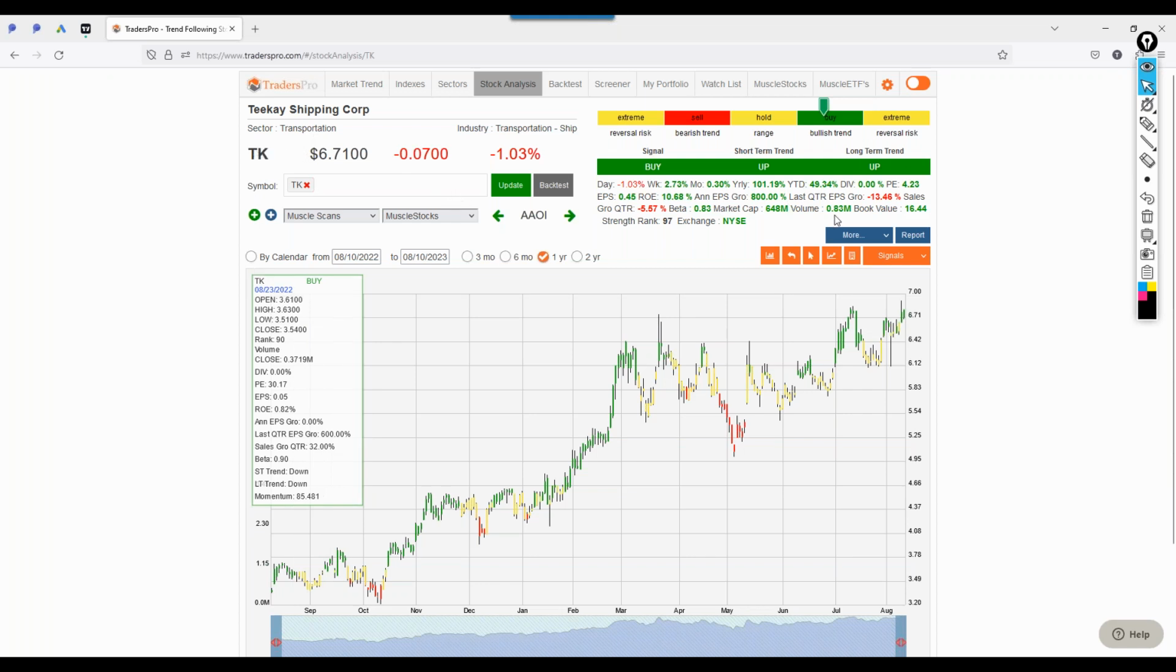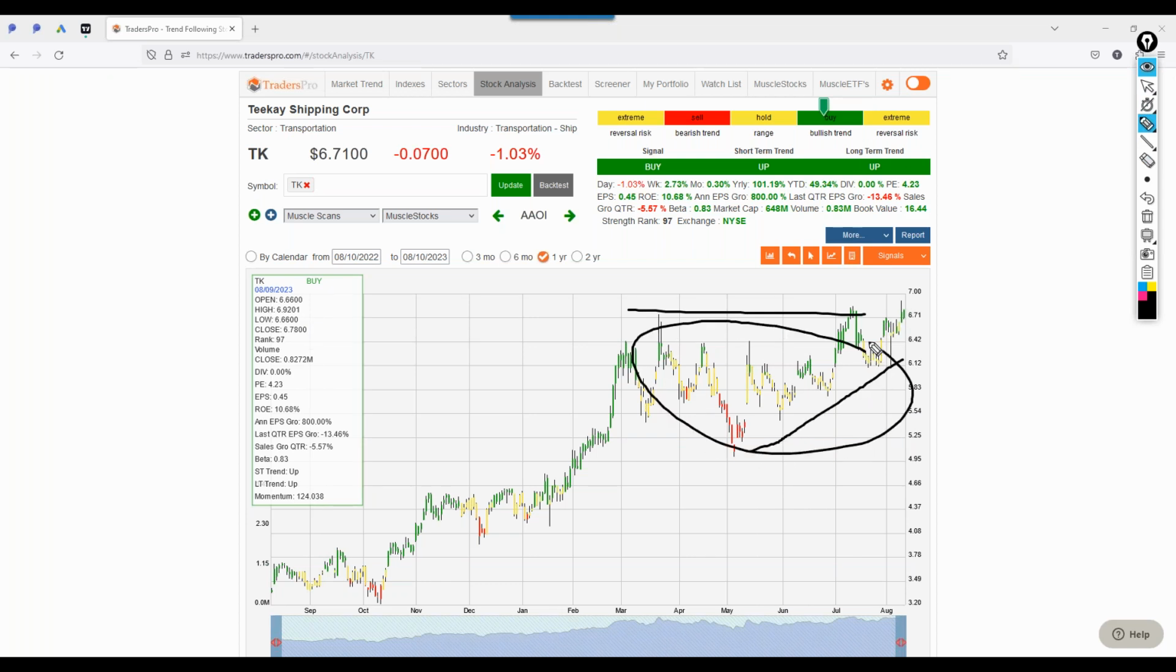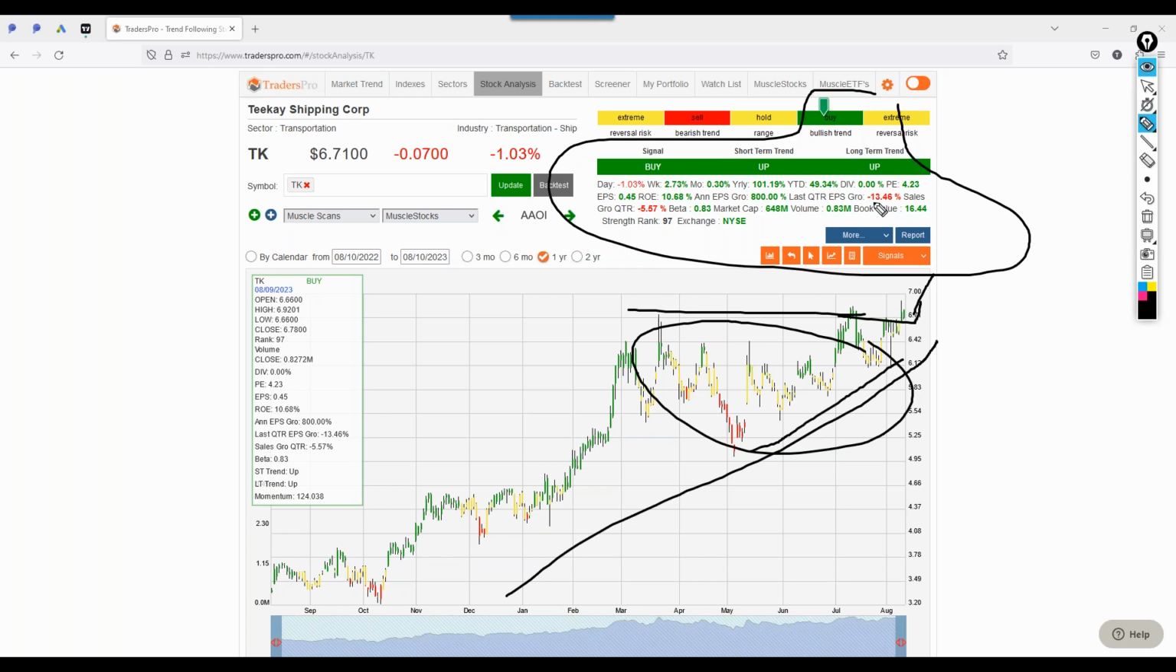TK, like a shipping stock, for example, potential breakout right here. It's been trending higher. It's had a lot of volatility, but as it's moved, it's only a $6 stock and it's been trending higher and it could have a breakout, and it's got this buy zone. Fundamentals are decent minus some shorter term activity here.